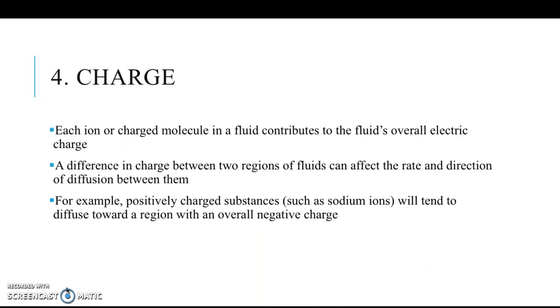4. Charge. Each ion or charged molecule in a fluid contributes to the fluid's overall electric charge. A difference in charge between 2 regions of fluids can affect the rate and direction of diffusion between them. For example, positively charged substances, such as sodium ions, will tend to diffuse toward a region with an overall negative charge.